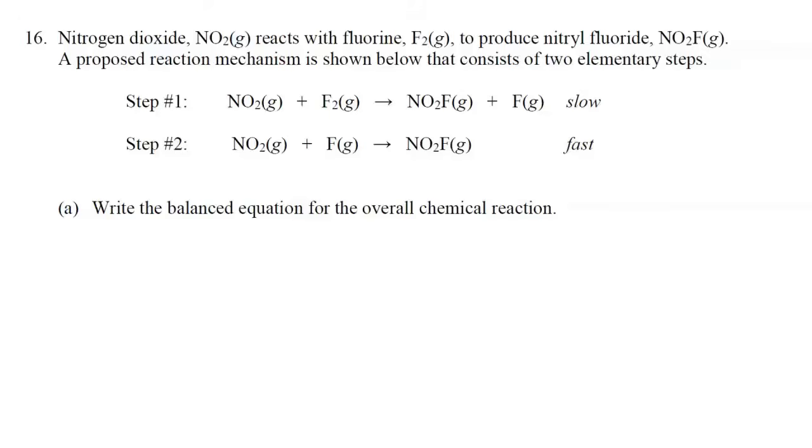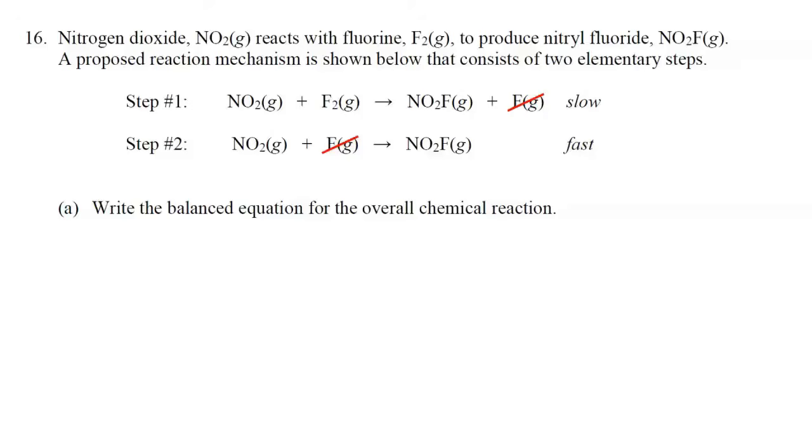So the first thing I'm going to do is look for any chemical species that appear on opposite sides of the equation so I can cross them out. So let's see here. I see that there is an F, atomic fluorine, on the right. That is a product in step 1. And I see that same atomic fluorine on the left as a reactant in step 2. So it looks like F, or atomic fluorine, is an intermediate in this mechanism.